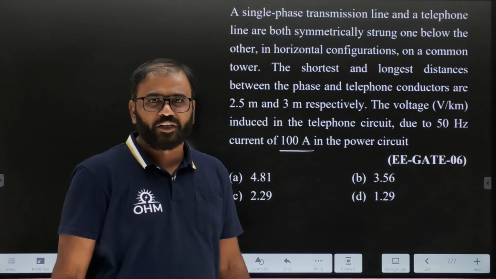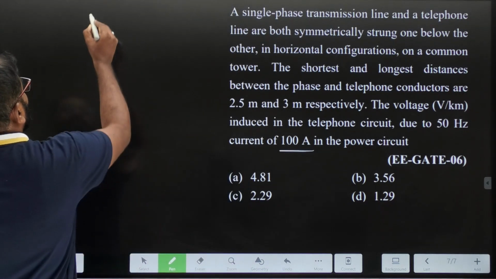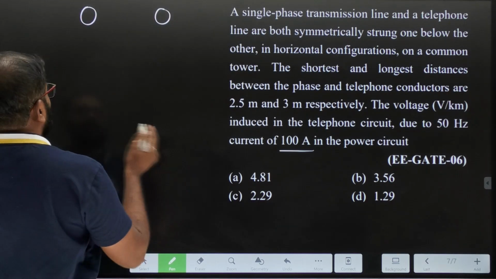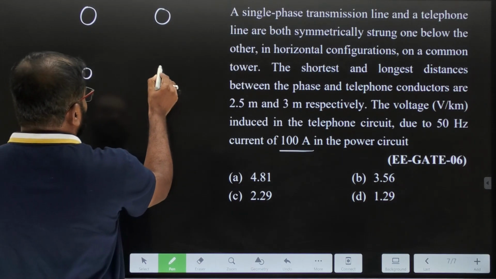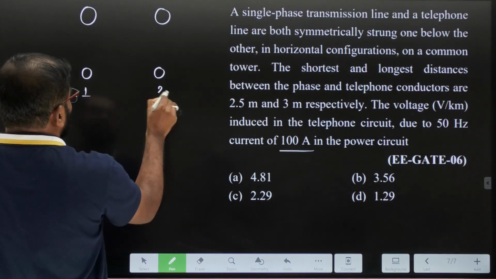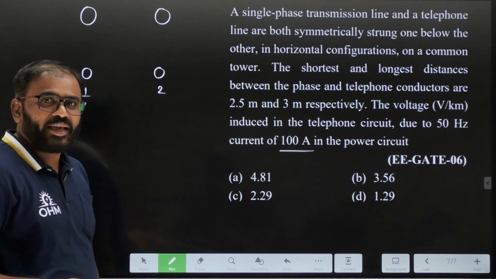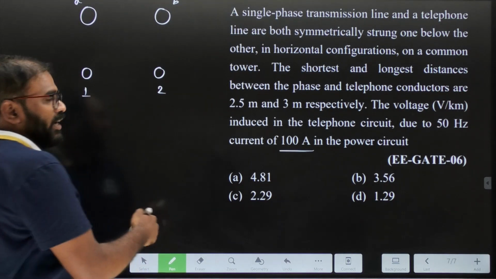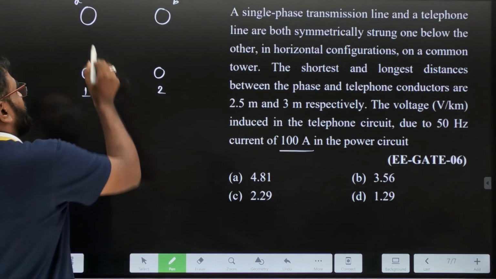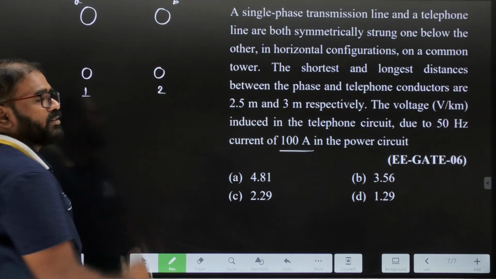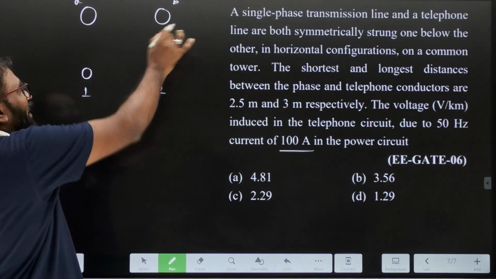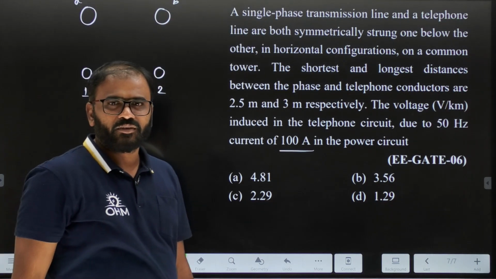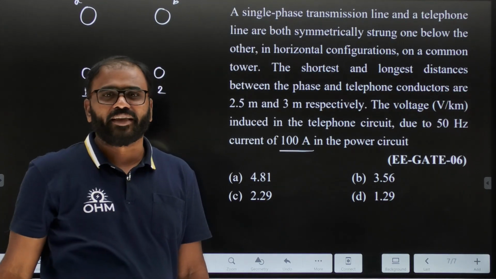What is communication line interference? If a power line, here a single phase line, and a communication line having two conductors, let us say conductor 1 and conductor 2, are arranged on the same tower, then since the power conductors, let us say AB, carry alternating current, an alternating magnetic field is produced. That alternating magnetic field links the communication conductors, so that induces an EMF in the communication line.